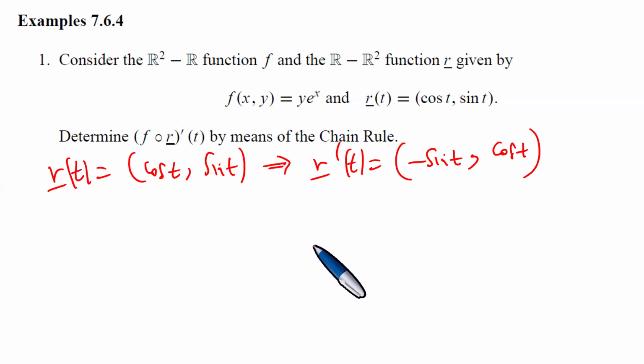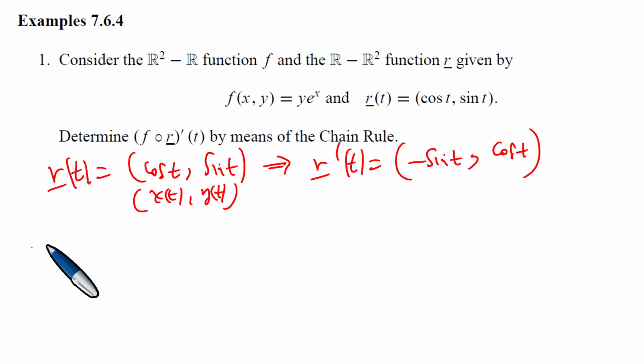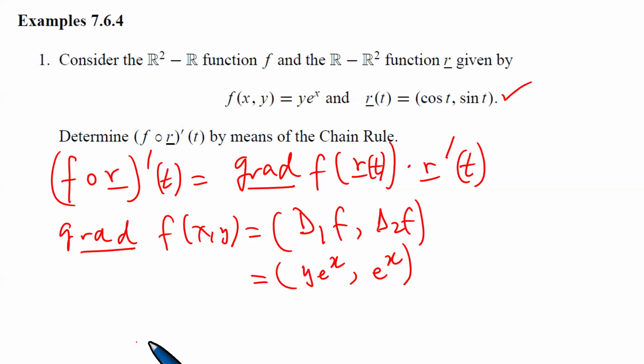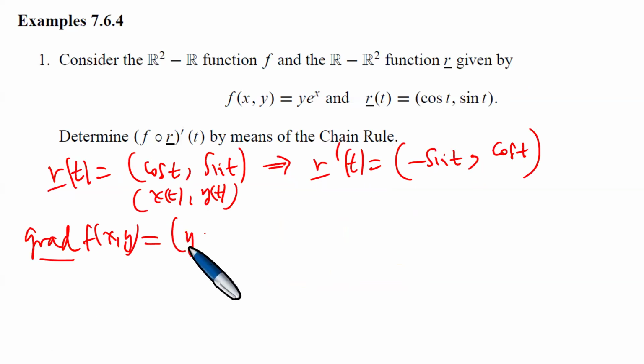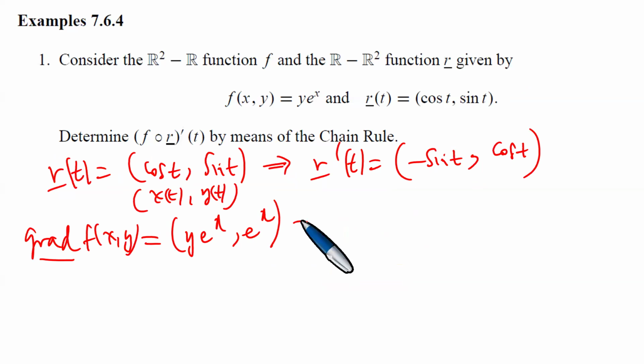Now, how do we consider this? We note that this is x of t and this is y of t, and that is what r is. With that in mind, we're able to perform the following substitution. The substitution is exactly what we have here. So if we have the gradient of f of x and y, which is y e to the power x, and then e to the power x.